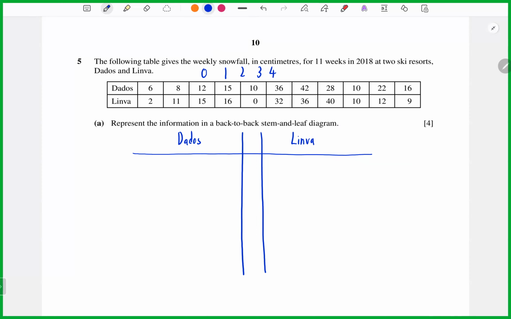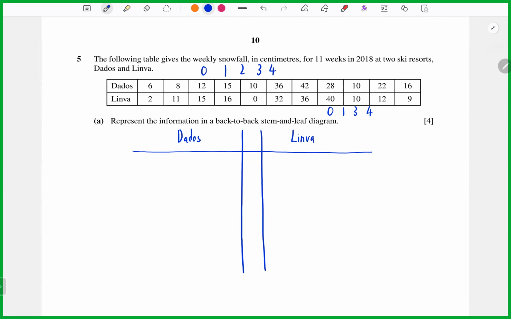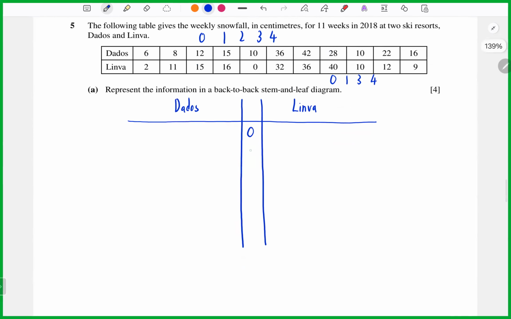So we can see the Levinus. We see the stem first. 0, and we also have 1 here. No 2, and then we focus on 3, and the last is 4. So you can write here for the stem first 0, 1, 2, 3, 4.